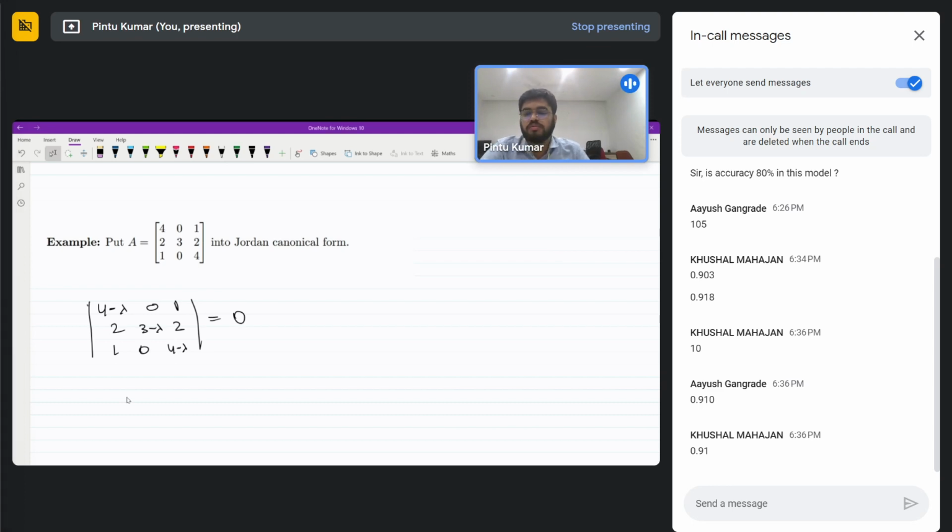So this says that the polynomial that you will get is lambda minus 3 squared into lambda minus 5. So now we have two eigenvalues. One is 3, another is 5. For 3, the algebraic multiplicity is 2. For 5, the algebraic multiplicity is 1. Now we'll look at geometric multiplicity.